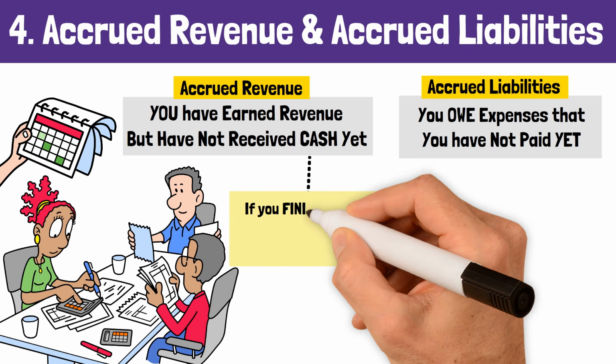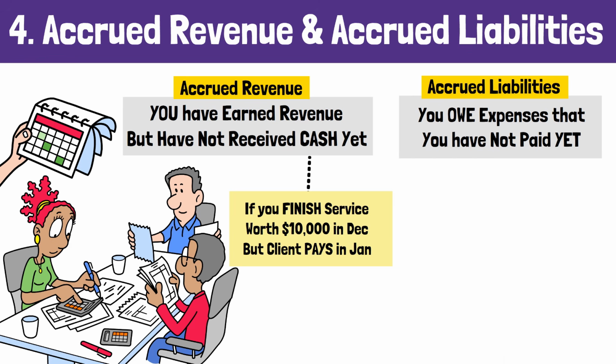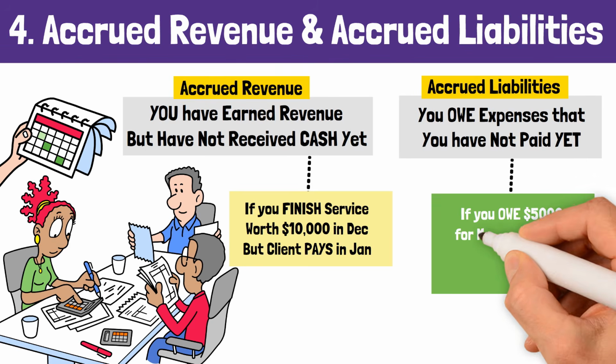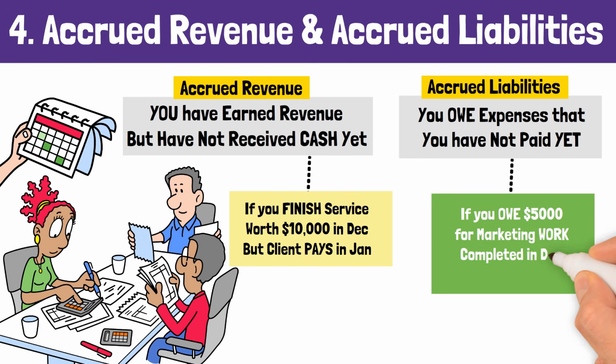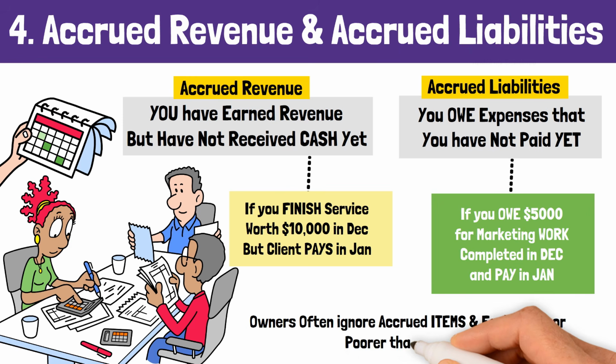For example, you finish a service worth $10,000 in December, but the client pays in January. That is accrued revenue. On the liability side, if you owe $5,000 for marketing work completed in December, but you pay in January, that is accrued liability. Owners often ignore accrued items and feel richer or poorer than reality. Accruals let you see true performance without cash delays.